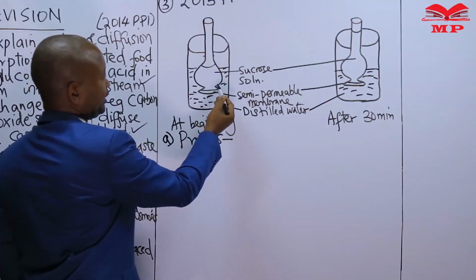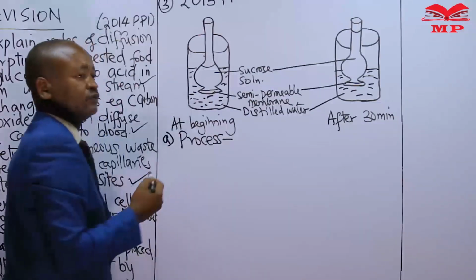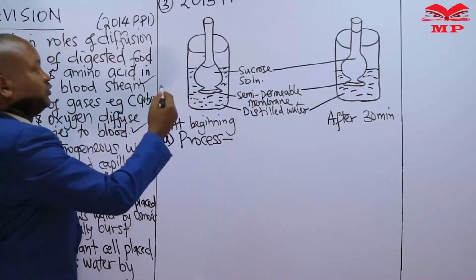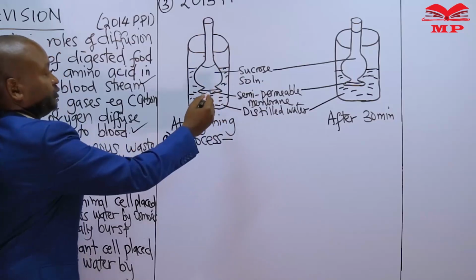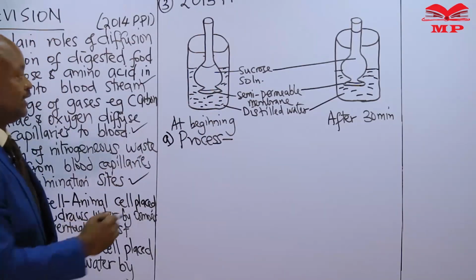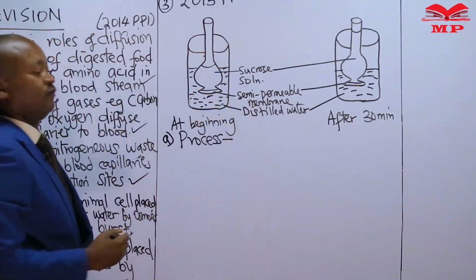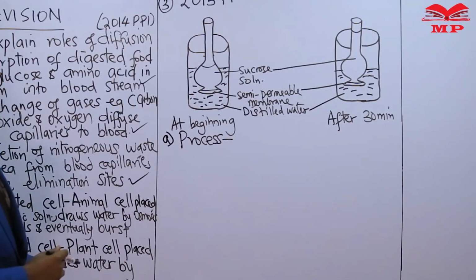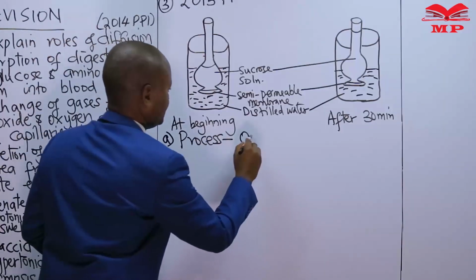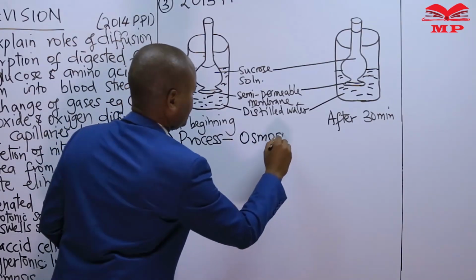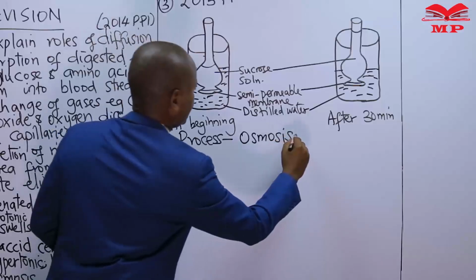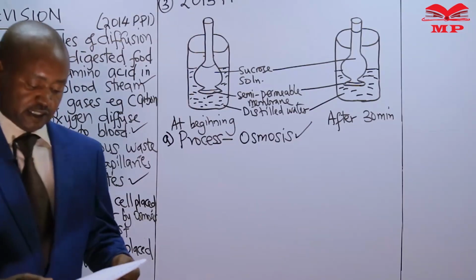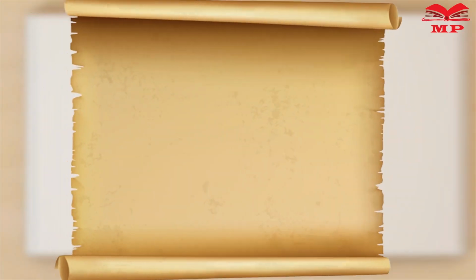Before the learner even attempts, he was expected to understand which process this is. From here we are seeing a sucrose solution. A sucrose solution is actually a highly concentrated solution, so it is hypertonic to the distilled water. And then we have a semi-permeable membrane. Once there is a semi-permeable membrane, that means the process is osmosis. So we have the process as osmosis. The response was a single word response, and if the learner gave that with the correct spelling, he was awarded the mark.